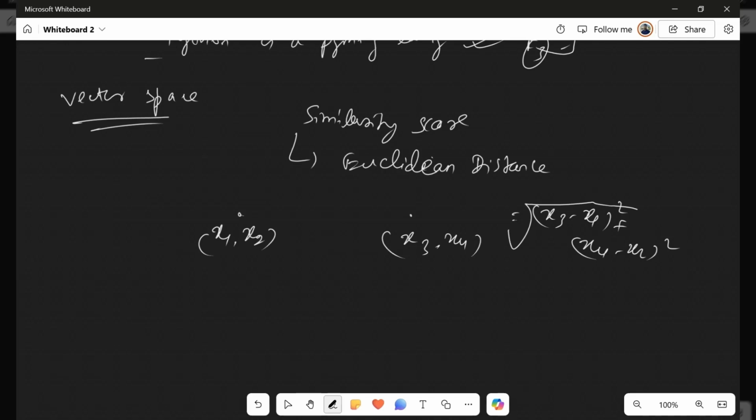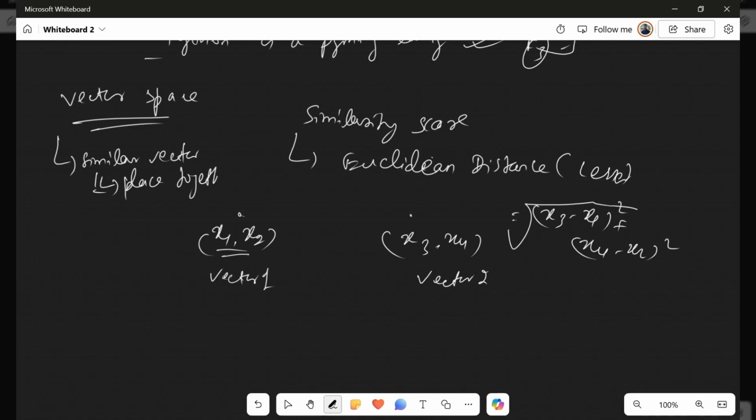If you consider this as one vector and this as another vector, let this be vector 1 and this be vector 2, the less the distance, the more similar they will be, right? For vectors to become more similar, the distance has to be less between them. Then only they can be close, right? In vector space, similar vectors should be placed together. That's why the distance should be less.